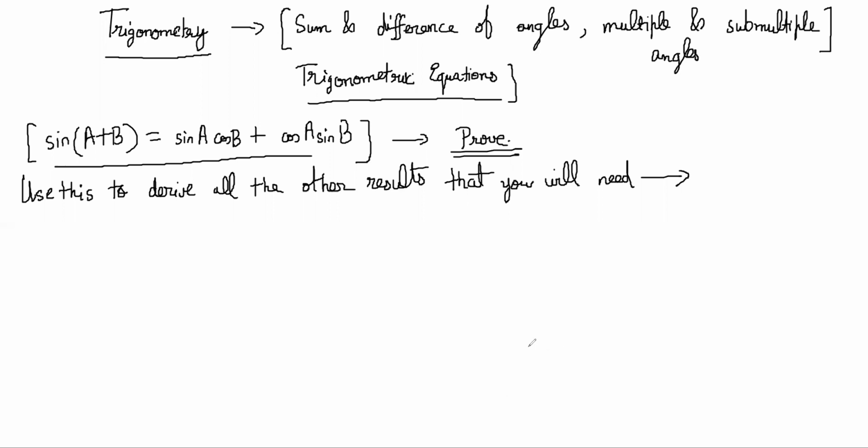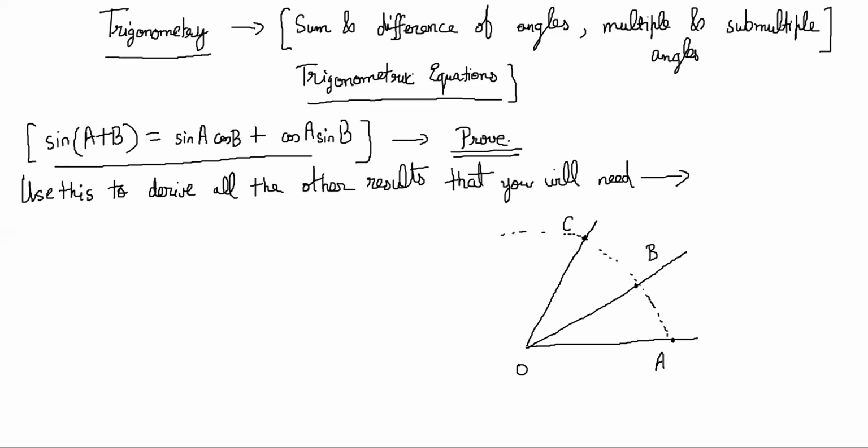Let's say O, A, B and C. So this is C. Let's suppose the line OA is being rotated like this, OABC, in a circle, something like this. The reason we are rotating this line is because we want to find the sum of two angles. So this angle is A and this angle is B.